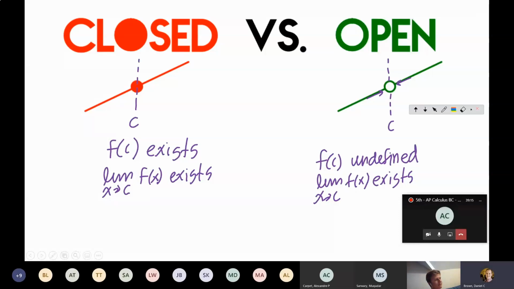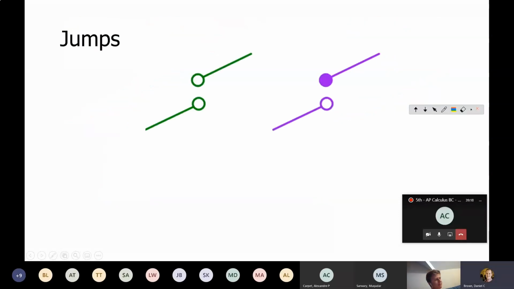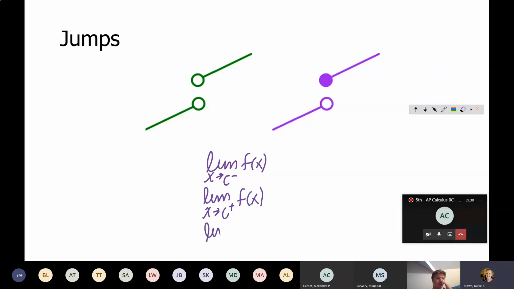Other types of graphs that we'll notice: jumps. We'll just talk about this one in general. For either of these graphs, we can talk about the limit as x approaches c from the left, as x approaches c from the right, and I can talk about the limit as x goes to c overall. When I say c, we're just going to pretend that this is the x value of c.